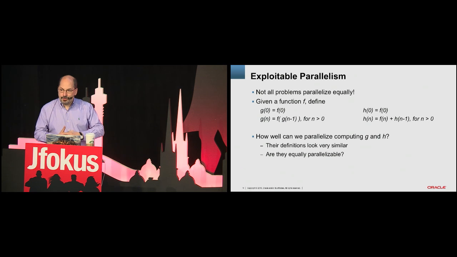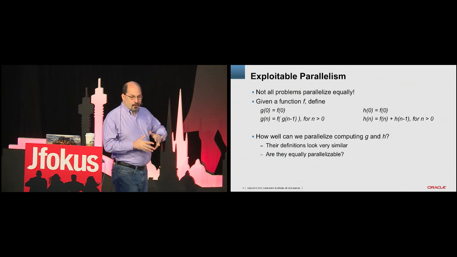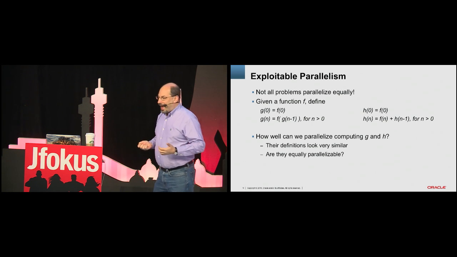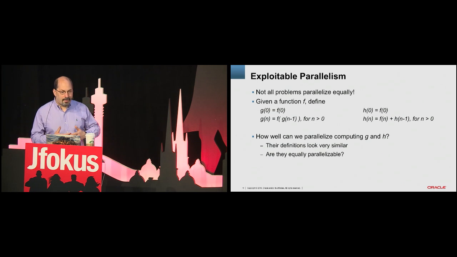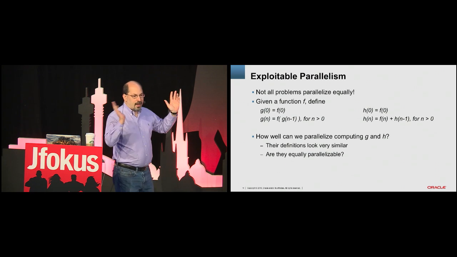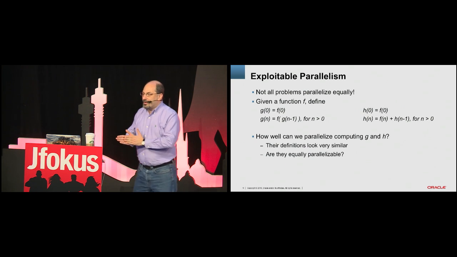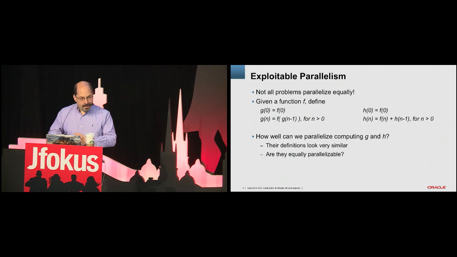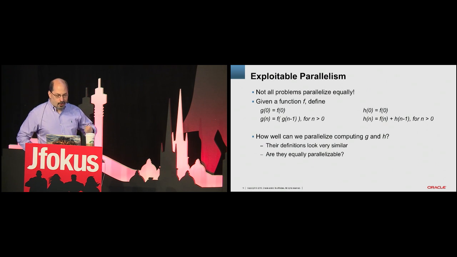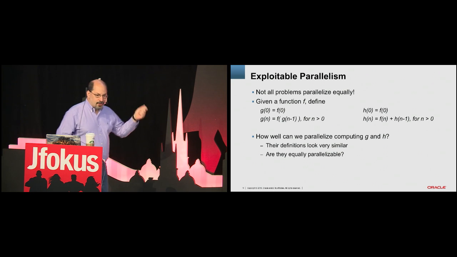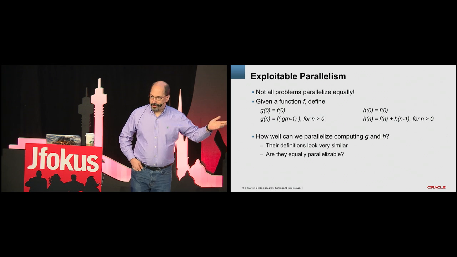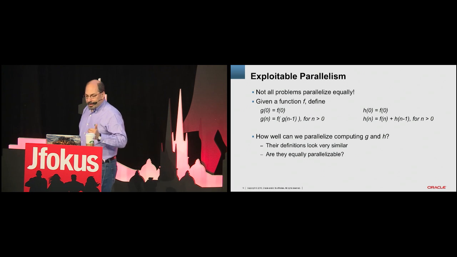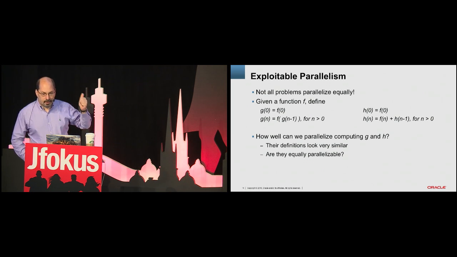So let's take a look at some problems. I've got two problems here. They're both defined as recursive problems. And the question is, do they parallelize equally well? All right, so I start out with some function f. Don't know what f is, but let's assume there's no inherent parallelism in computing f. And the function g is: start with f of 0, and then feed it to itself. So f of 0, f of f of 0, f of f of f of 0, et cetera. That's what g is.